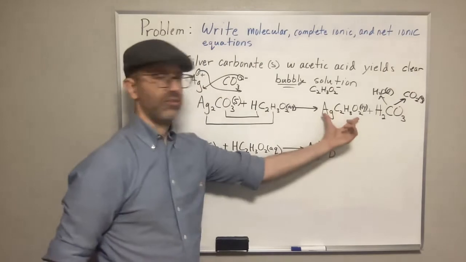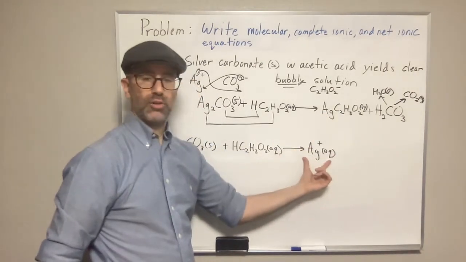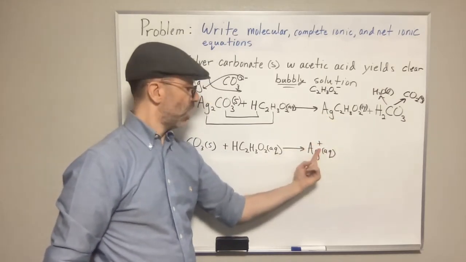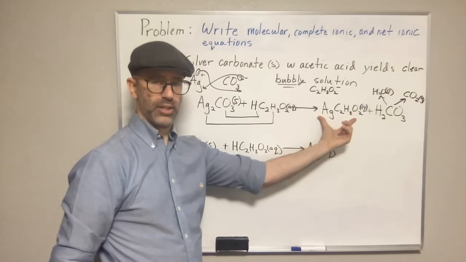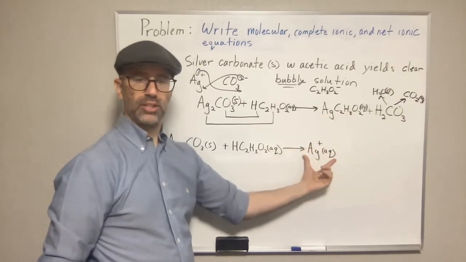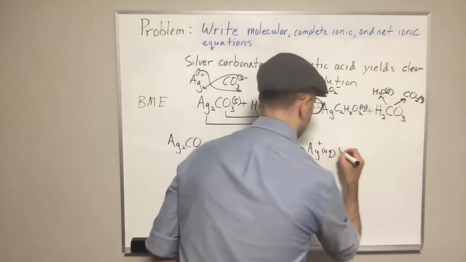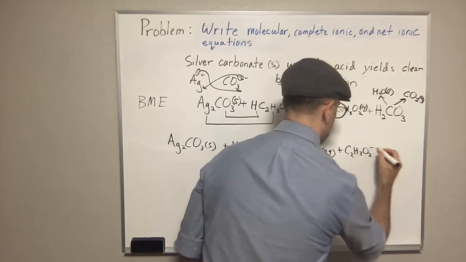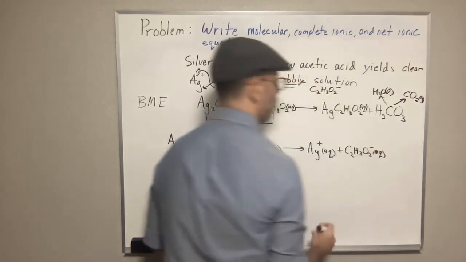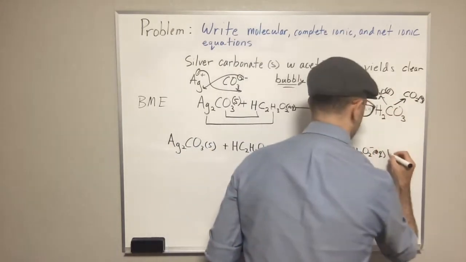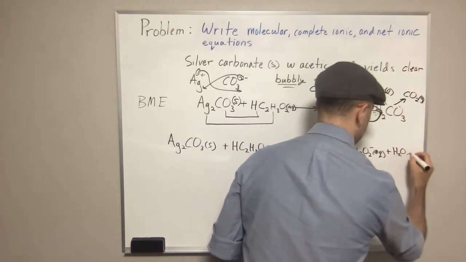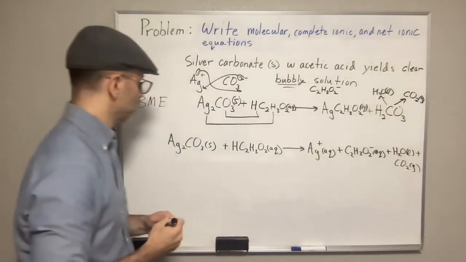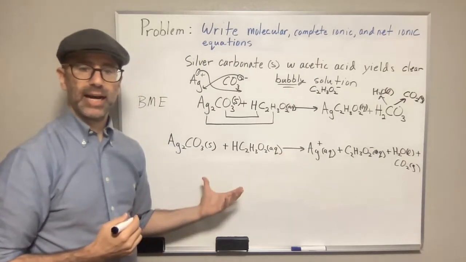And you'll notice that when I separate the ions from their formula here, I'm going to write the charge. So here, when they're in the formula, you don't write the charge. And then here, you do write the charge when you separate them. And so that means I'm going to have a C2H3O2 minus aqueous. And then I have water and carbon dioxide that I'm going to keep together. So H2O liquid plus CO2 gas. And so that, ladies and gentlemen, is your complete ionic equation.